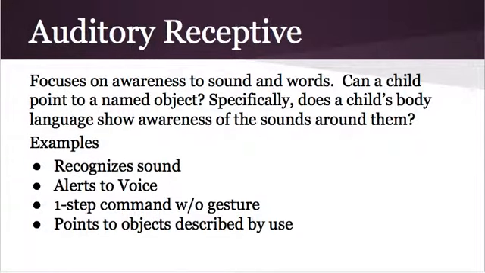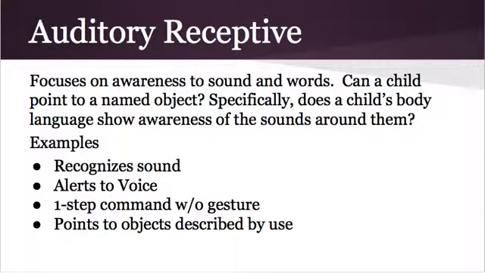The second category is auditory receptive. This focuses more on sounds and words. Can the child point to a named object? If a parent or the tester says an object, can the child point? Can they respond back to a specific word or object? Also, does their body language show their awareness of sounds around them? If they hear a voice, do they turn their head? Do their eyes open?